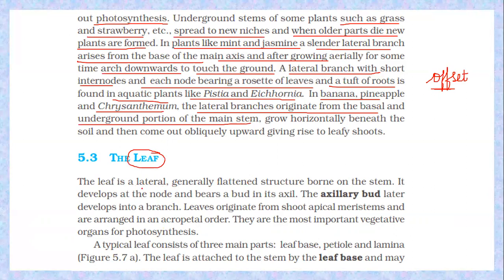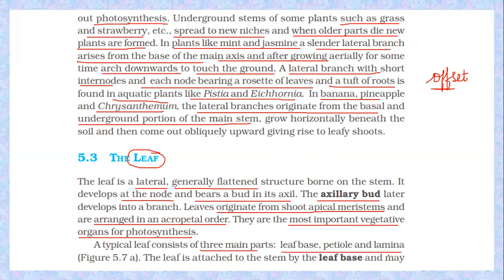The leaf is a lateral, generally flattened structure which is borne on a stem. It develops at the node and bears a bud in its axil. The axillary bud later develops into a branch. Leaves originate, very important statement, from the shoot apical meristem and are arranged in an acropetal order. Already we have discussed what acropetal and basipetal succession are. They are the most important vegetative organs for photosynthesis. A typical leaf consists of three main parts: the leaf base, petiole, and lamina.